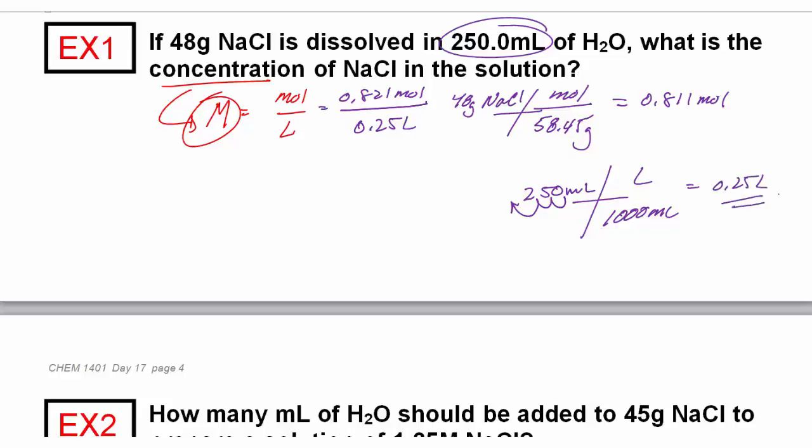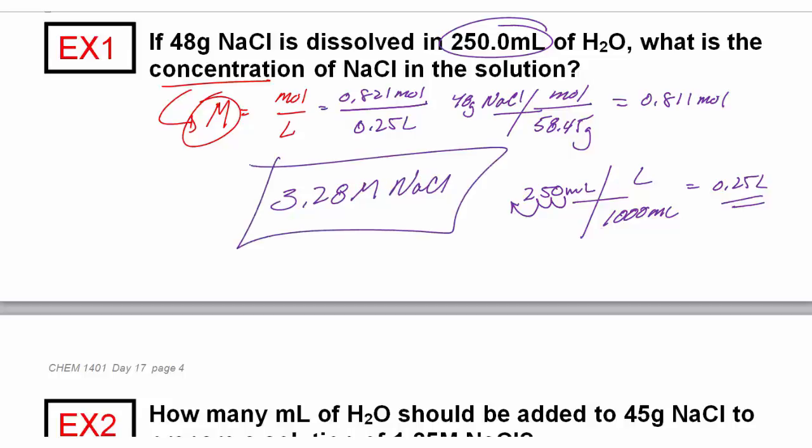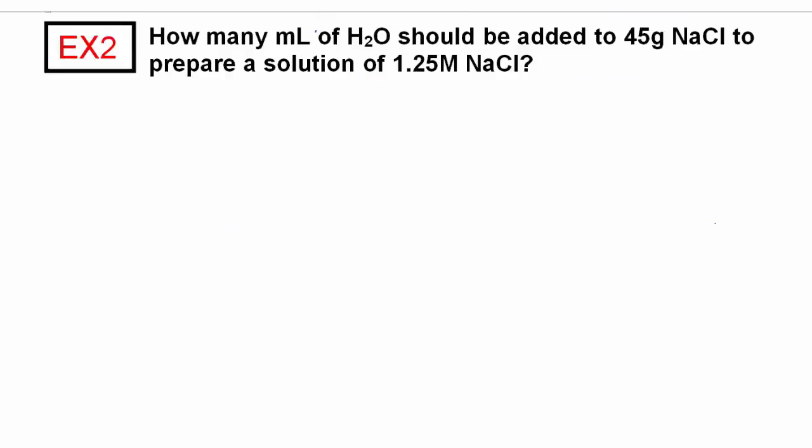So 0.821 divided by 0.25, I get about 3.28 molar. 3.28 molar sodium chloride. So if I add 48 grams of sodium chloride to 250 milliliters of water, my concentration will be 3.28 molar sodium chloride. How many milliliters of water should be added to 45 grams of sodium chloride to prepare a solution of 1.25 molar sodium chloride?